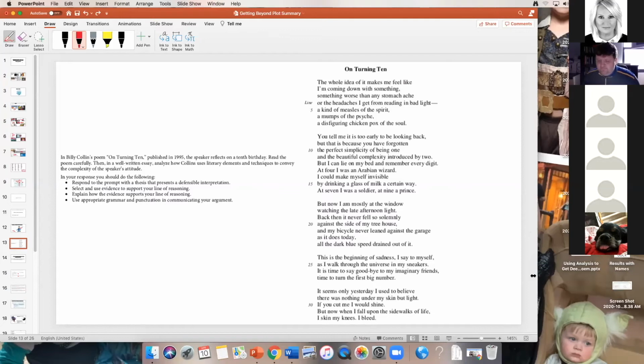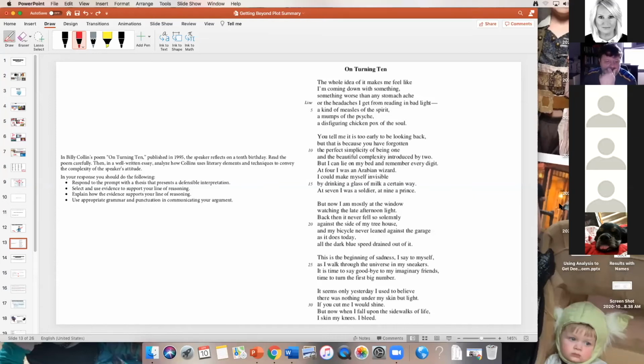The whole idea of it makes me feel like I'm coming down with something worse than any stomach ache or the headaches I get from reading in bad light. A kind of measles of the spirit, mumps of the psyche, a disfiguring chickenpox of the soul. You tell me it is too early to be looking back, but that it is because you have forgotten the perfect simplicity of being one and the beautiful complexity introduced by two. But I can lie on my bed and remember every digit. At 4, I was an Arabian wizard. I could make myself invisible by drinking a glass of milk a certain way. At 7, I was a soldier. At 9, a prince. But now I am mostly at the window, watching the late afternoon light.